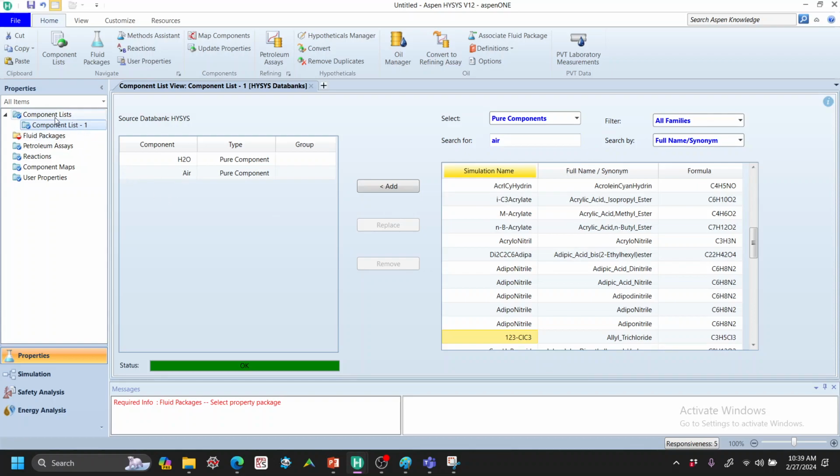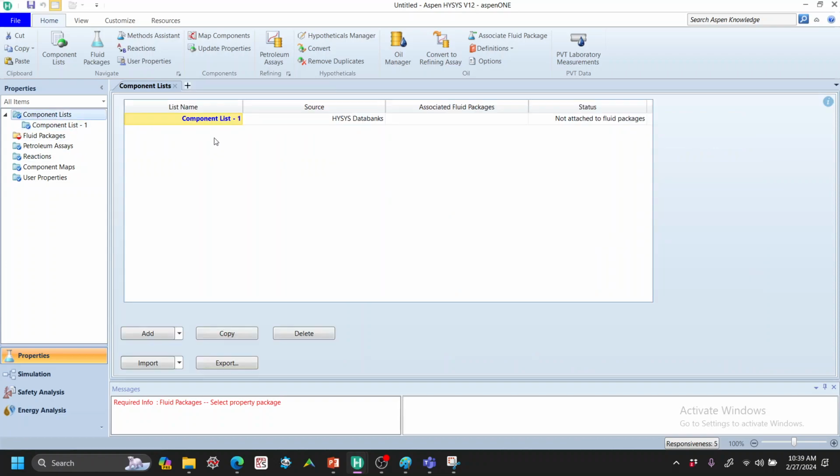If you go back to the components, you have selected water and air. That's the situation. Now you go to the component list, and you can rename it. F2, Nottingham. As simple as that. So we know that this is all the components needed in the Nottingham University class.